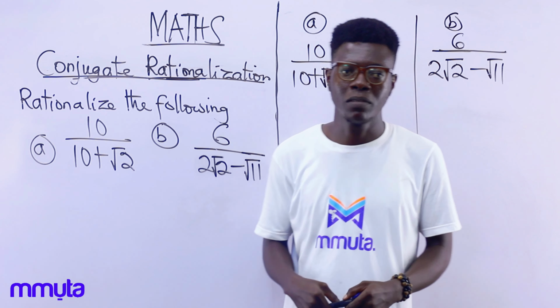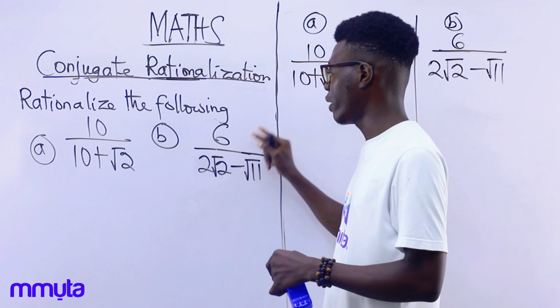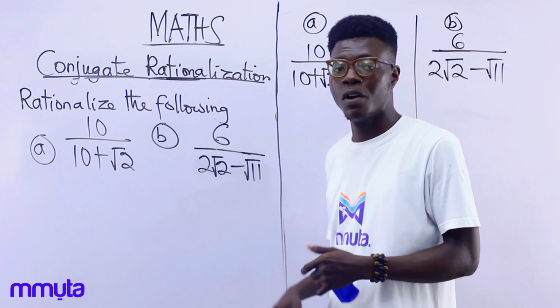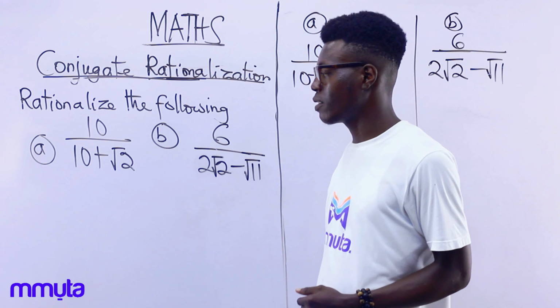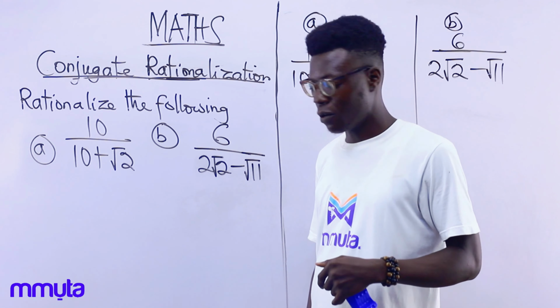See another case here. We have 10 divided by 10 plus root 2, and then 6 divided by 2 root 2 minus root 11. How do you do that? If you can do it, go on. But if you cannot, follow us.